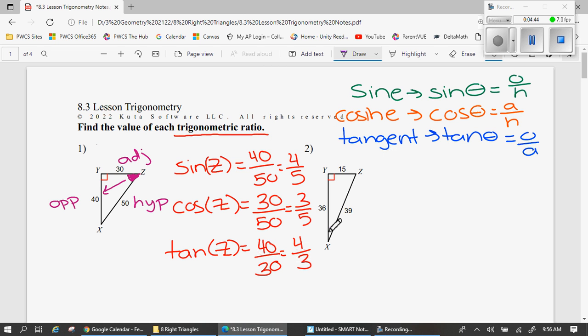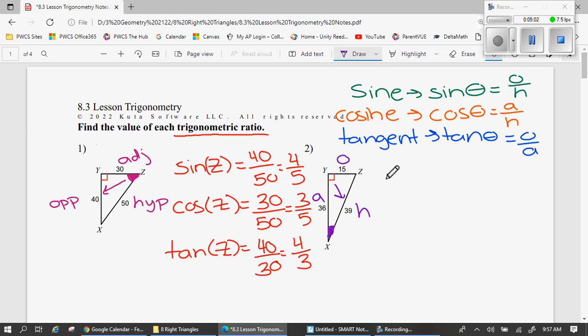And so let's talk about angle X here. I'm going to set up my hypotenuse is right here. I'll say H. It's opposite from the right angle. 36, that's the side that's next to my angle. We'll call that A for adjacent. And then 15 is O for opposite.